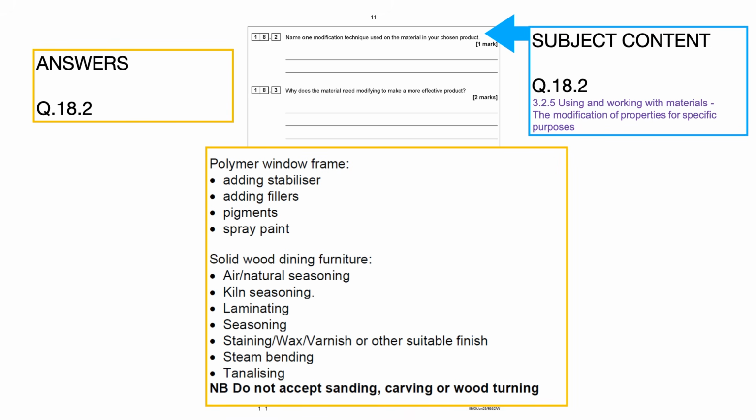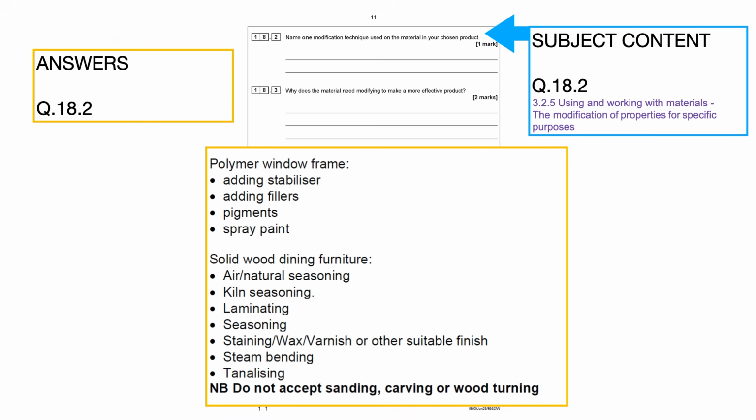Now 18.2 is a continuation from 18.1, so you have to stick with the product that you selected for 18.1. Name one modification technique used on the material in your chosen product. So for the polymer window frame, you could add a stabilizer, you can add fillers, you can add pigments or spray paint. If you pick solid wood dining furniture, you could have air or natural seasoning, kiln seasoning, laminating, staining, wax, varnish or another suitable finish, steam bending and tannalizing.